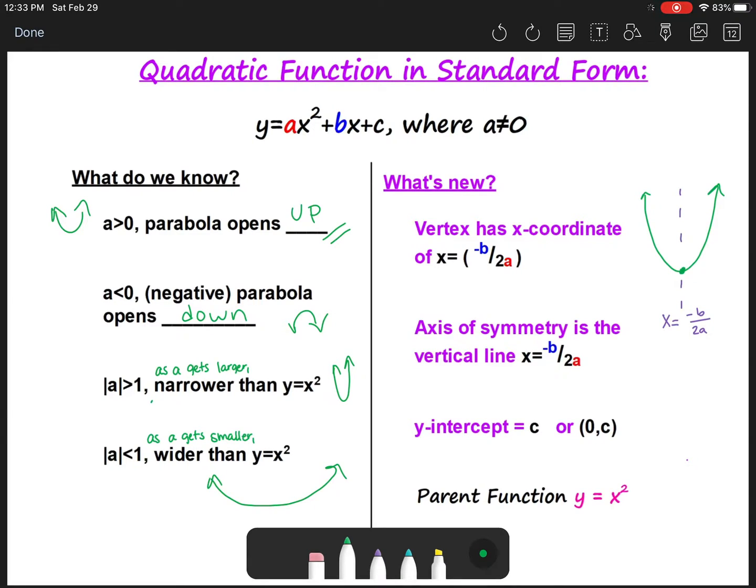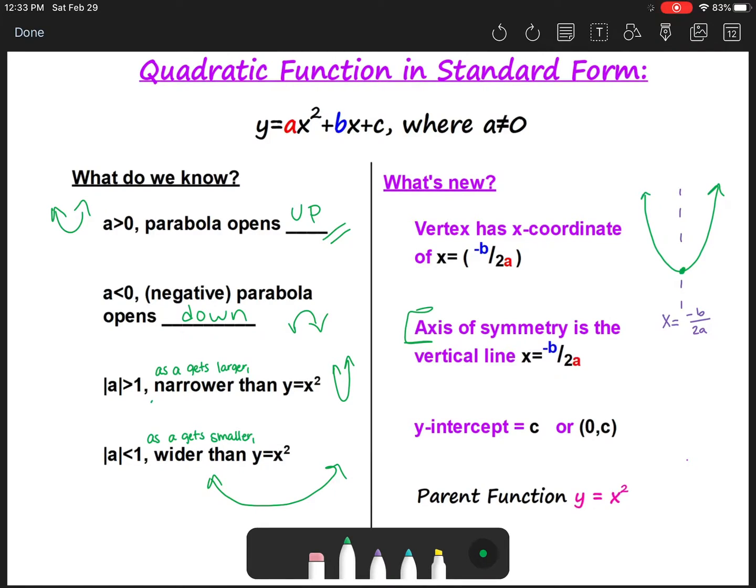Here's what's new. Looking at our standard form, we have a new way to find our axis of symmetry and our vertex. In order to find the axis of symmetry, we're going to use this formula, x equals negative b divided by 2a. And notice that our b and our a come right from our standard form. We just plug them in and then work out that math.